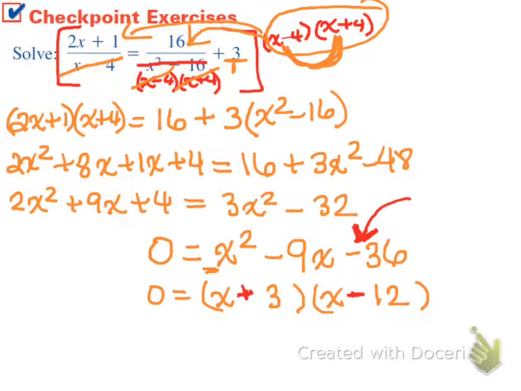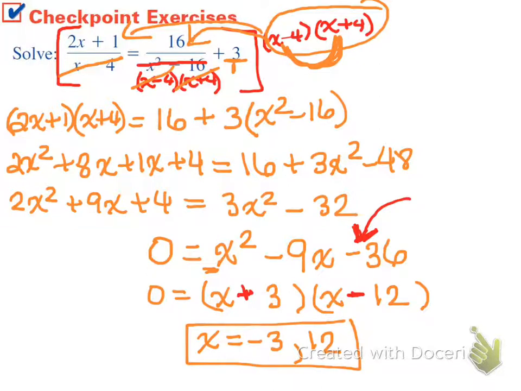Okay, use your zero product property to find your solutions. So x plus 3, from this term you know that x would be equal to negative 3. And your x minus 12 term, you find that x would be a positive 12. So we have two solutions. Remember to always come back and check those in your original equation.